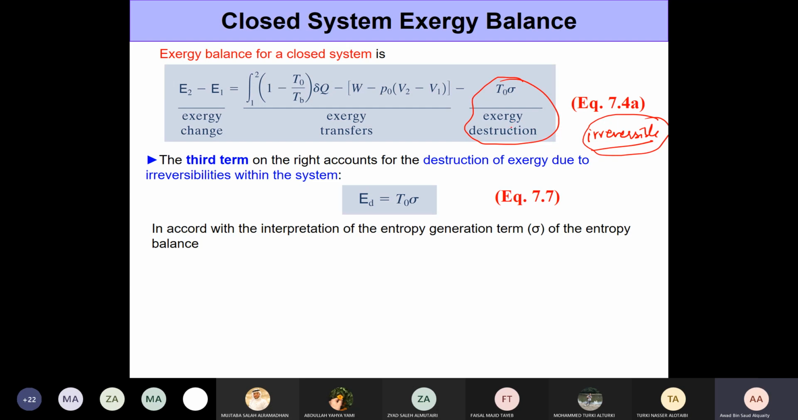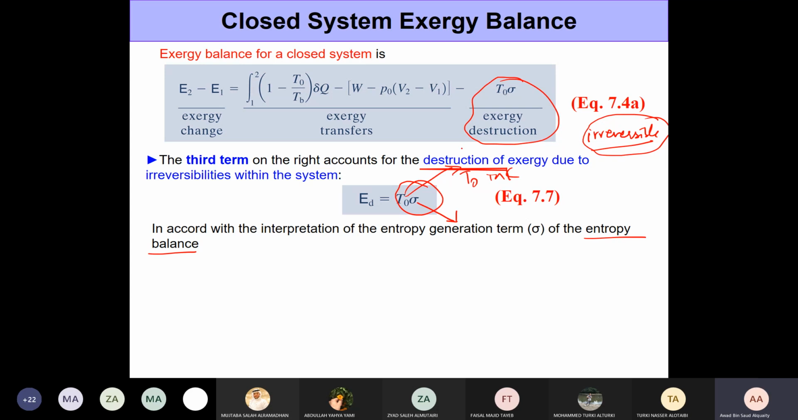So the exergy that's lost during the irreversible process is what we call the exergy destruction. The exergy destruction can also be written as T naught times sigma, where T naught is the temperature of the environment, again in Kelvin, and sigma is the entropy generation. This is the entropy generation that you can calculate from an entropy balance, and we already solved a problem on entropy balance.